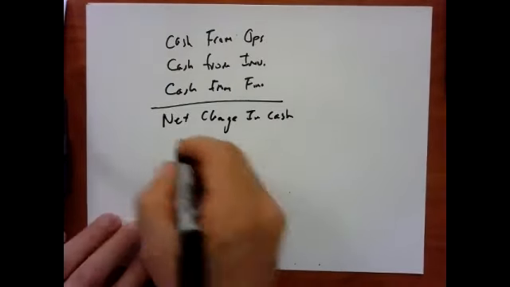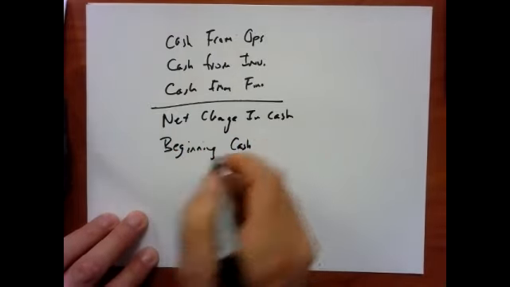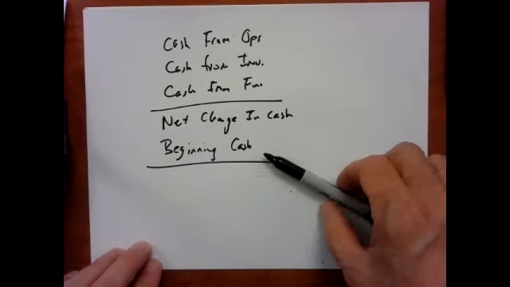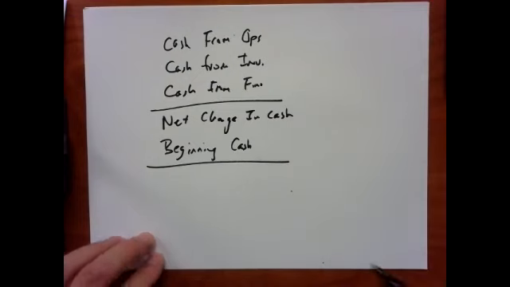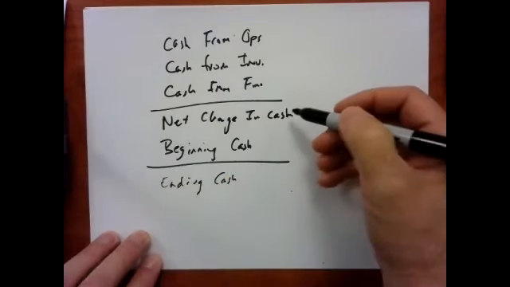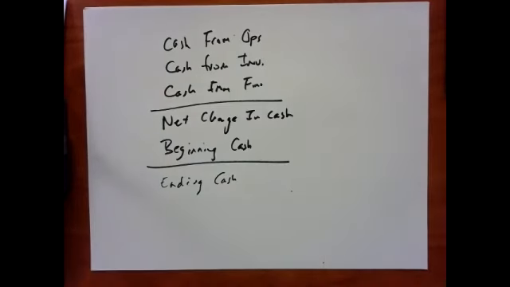And then we look at the beginning cash balance. So we go to the balance sheet and we say, okay, this cash flow statement is over a period of time. So at the beginning of the period, say January 1st, we had a balance of $100,000 in cash. We had a net change in cash of, say, an increase of $100,000. So our ending cash is our net increase in cash over the period, plus our beginning cash gives us our ending cash.